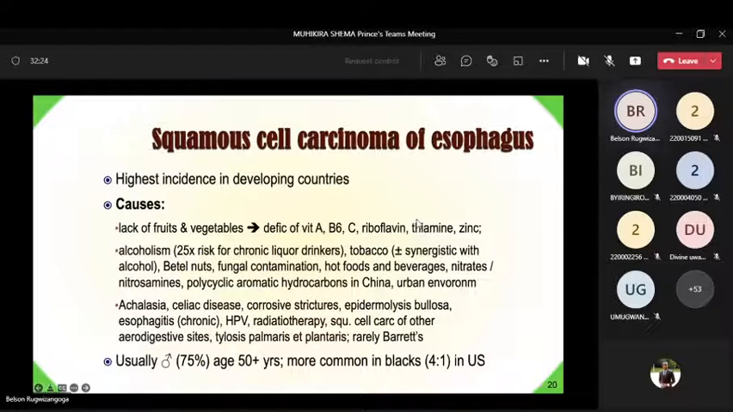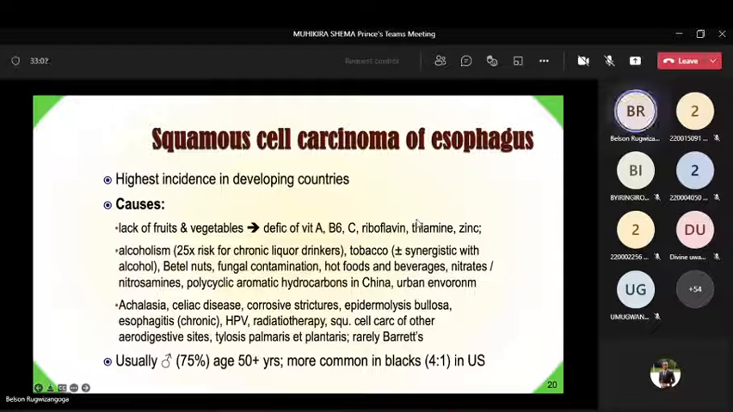There is also tylosis, palmaris and plantaris. It is like a congenital disease, and it manifests by abnormal appearance in the palms of the hands and in the soles of the feet. This will be rarely associated with Barrett's esophagus, because Barrett's esophagus is linked to adenocarcinoma, not to squamous carcinoma. It is known that this cancer affects mainly males.